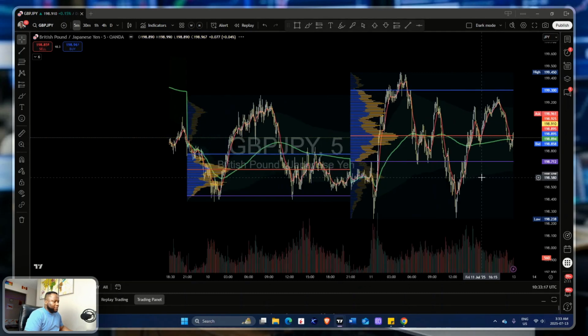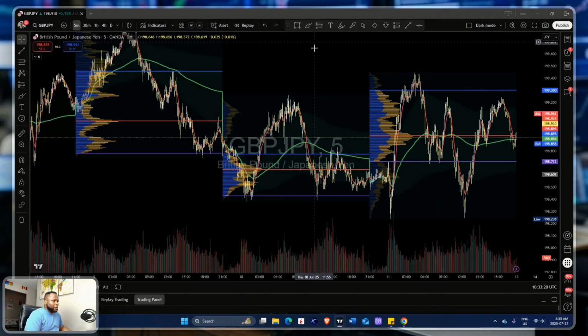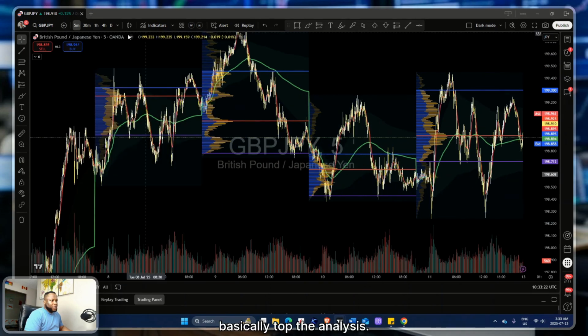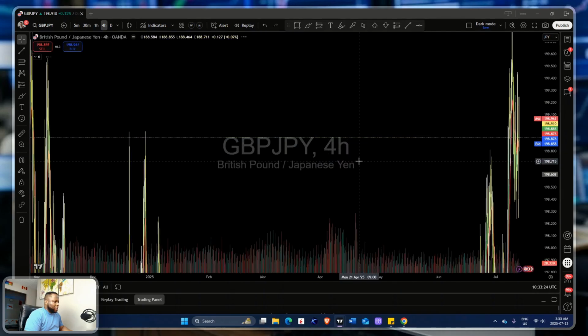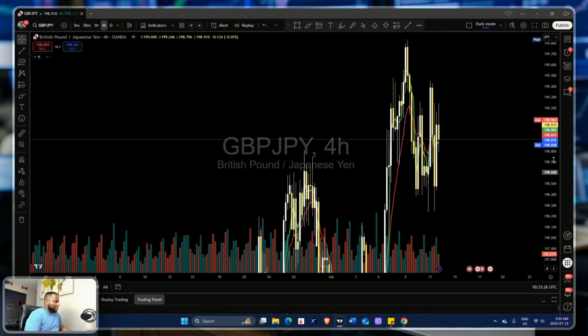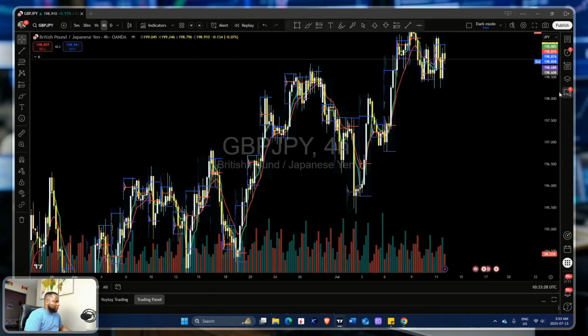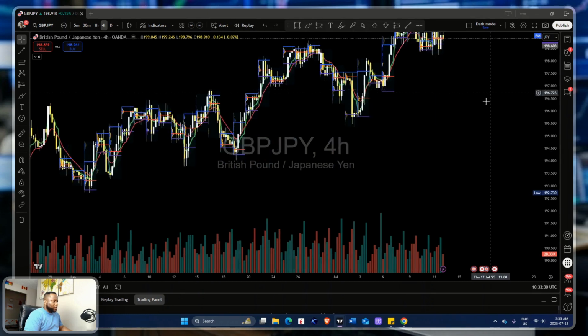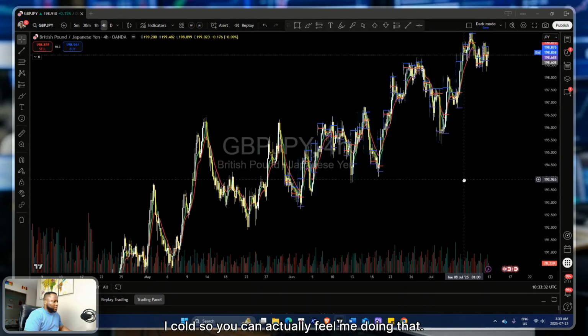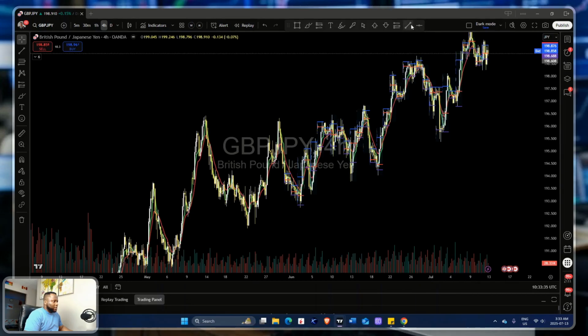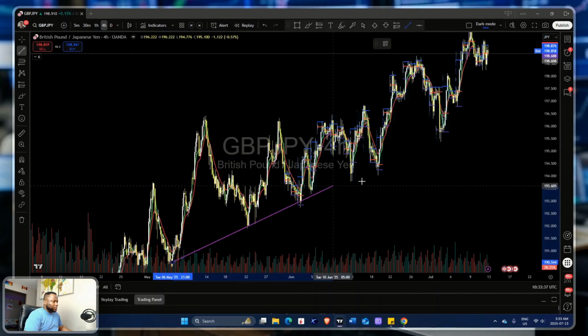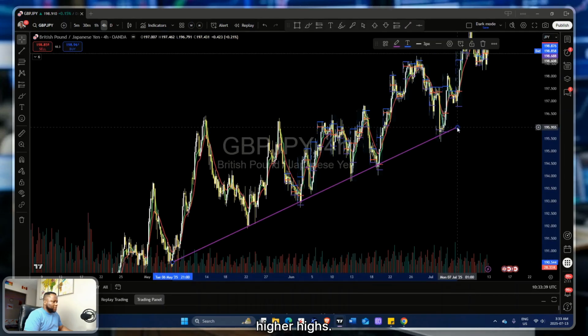and Japanese yen. All right, for the yen and the pound, basically top-down analysis, we have been on an uptrend for a couple of days now, or weeks, give or take. Sorry, I got a cold, so you can actually feel me doing that. And uptrend here, touch points, higher highs.